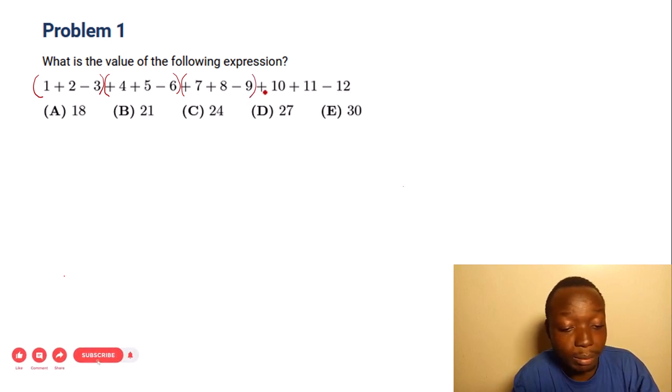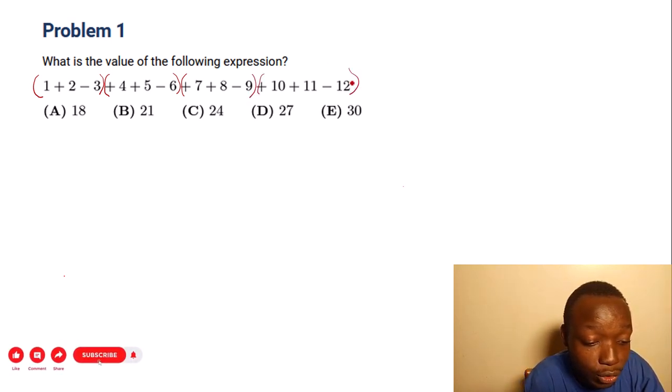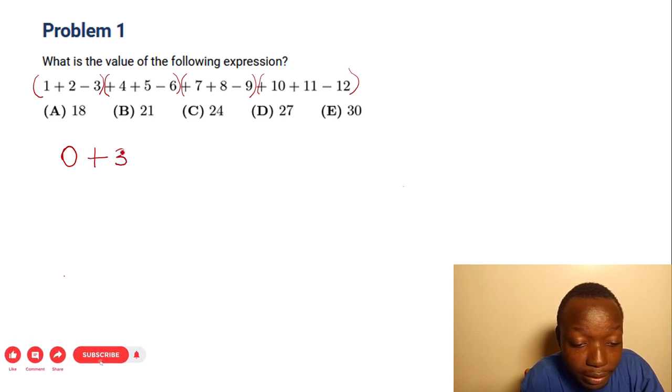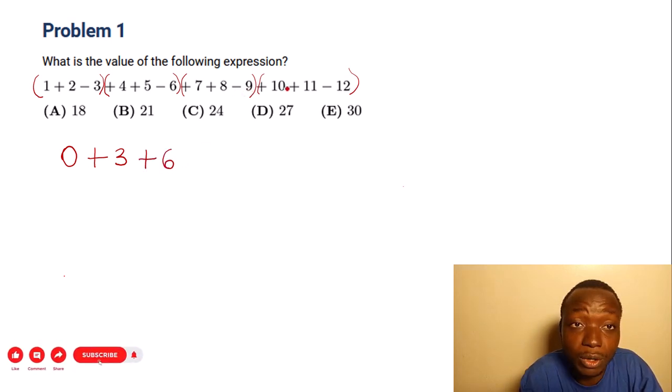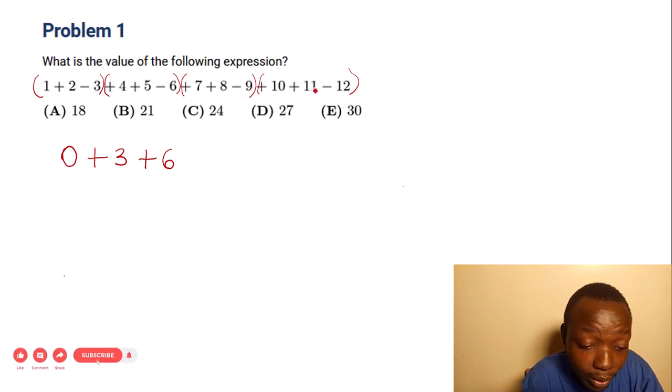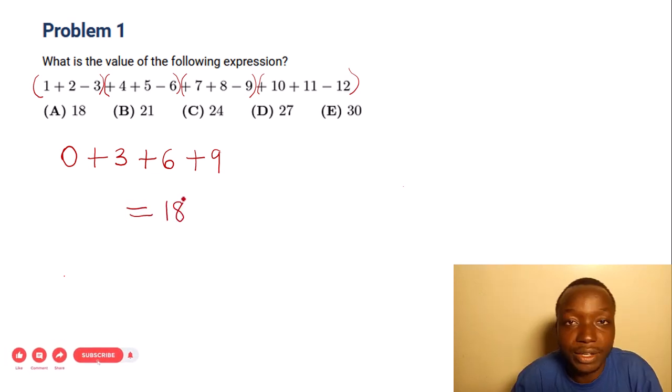So if we match them this way, we'll have 1 plus 2 minus 3, so that will give us 0. Then 4 plus 5 is 9, minus 6 is 3, so that will give us plus 3. Then 7 plus 8 is 15, minus 9 is 6, so that's plus 6. Then 10 plus 11 is 21, minus 12, that will be 9, so you have plus 9. Okay, so this total will give you 18. So that is the answer to this question.